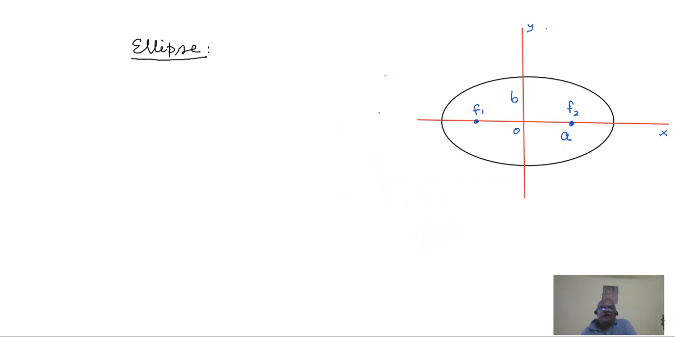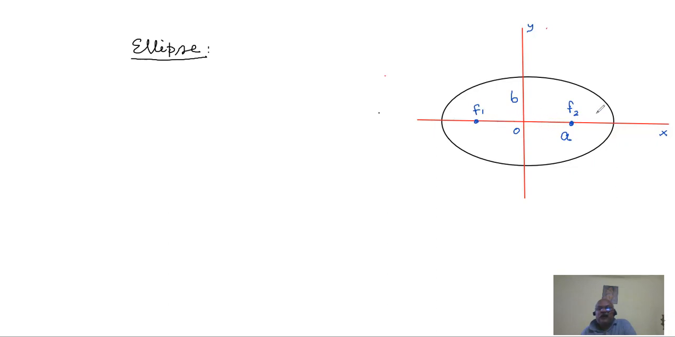In case of an ellipse, you have to know that if you take a sort of diameter along this direction, it seems to be small with the ellipse that we have drawn, and this diameter seems to be large.